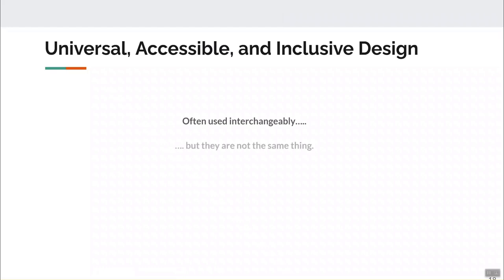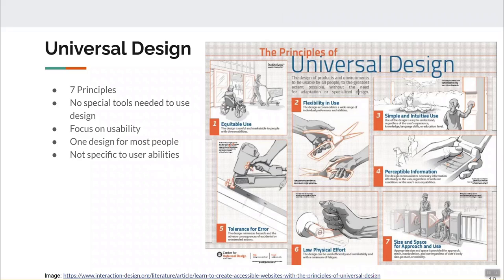Let's take a look at the definitions of universal, accessible, and inclusive design. Very often they're used interchangeably, but they're not the same thing. As we take a look at these definitions, think of how you use these in your own projects. Starting with universal design, it's a set of 7 principles where we create one design that is usable by most people. It doesn't look at any specific abilities or disabilities and requires no special tools like assistive technology to be used.